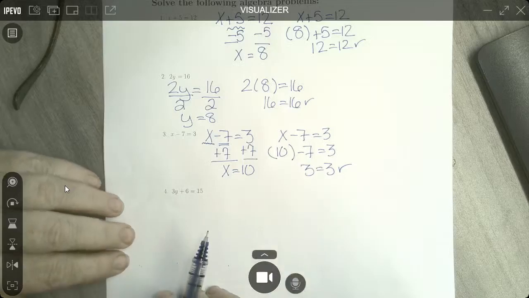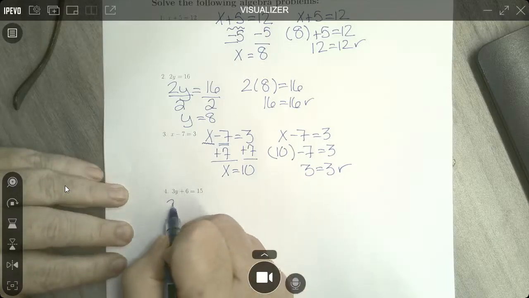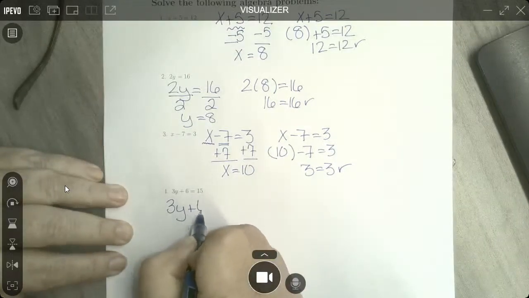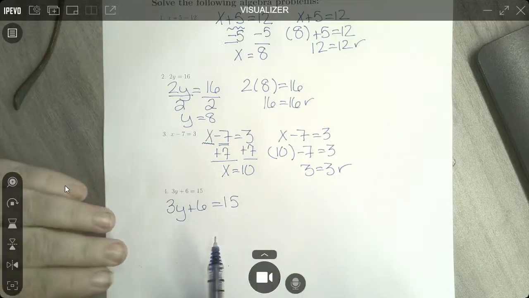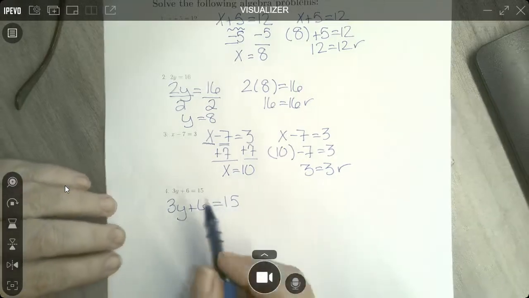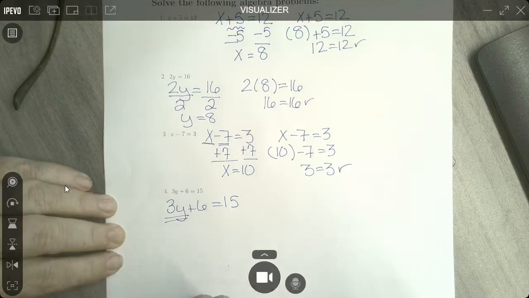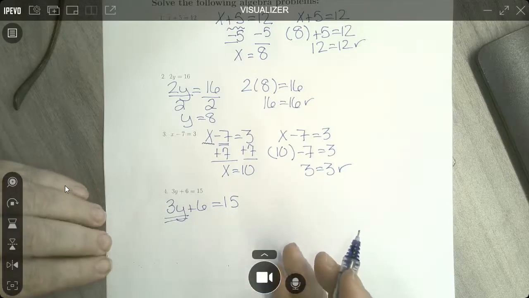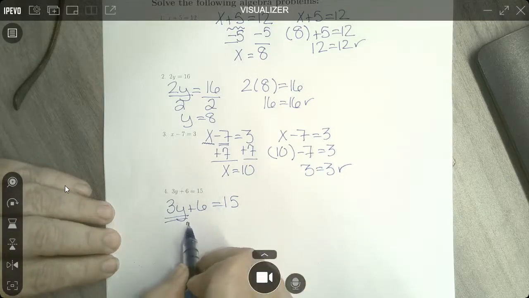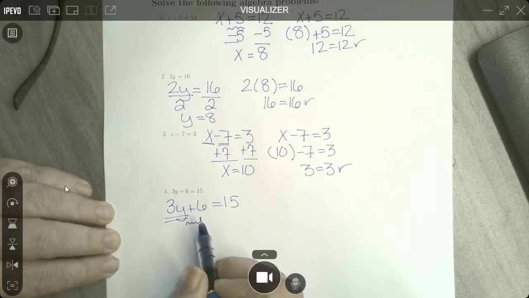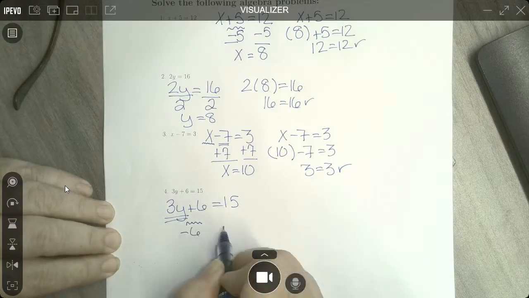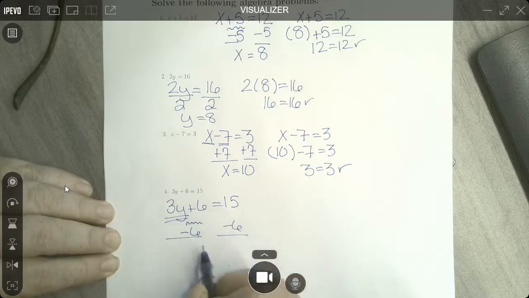Let's look at the last one on the page. We have 3y plus 6 equals 15. Now, we're going to have to do a couple things. First, I want to get my variable by itself. And even though it's hooked to something, it's okay. I look here. What's the opposite of adding 6? Yeah, subtracting 6. I'm going to subtract 6 from both sides of my equal sign. That gives me 3y equals 9.